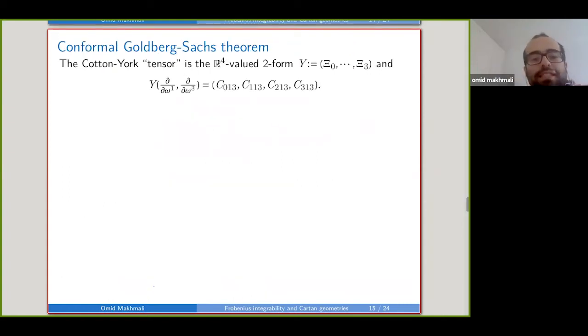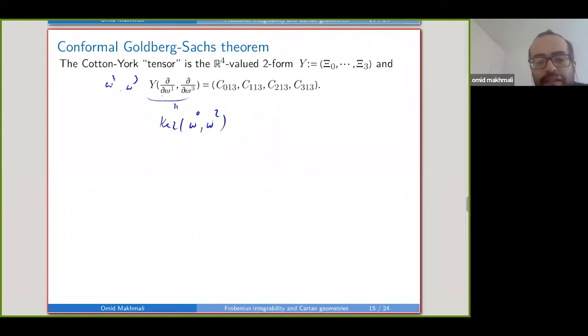Now, let's go back to this Cartan tensor of our conformal structure. The Cartan tensor is an R4-valued two-form. If we evaluate it on the planes that are exactly the kernel of omega zero and omega two, I write it this way. This is sort of dual to the coframes omega one and omega three.